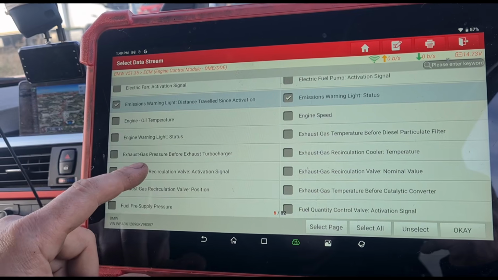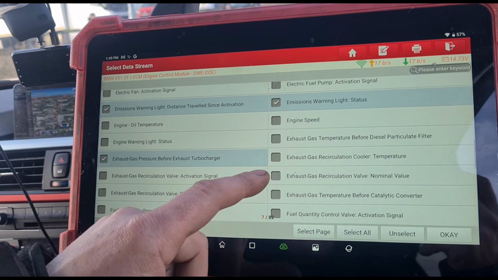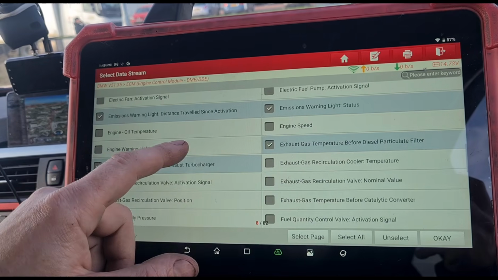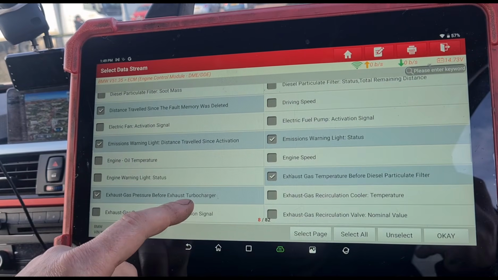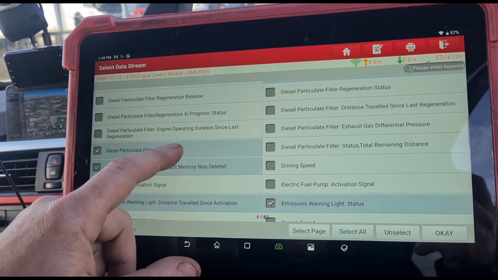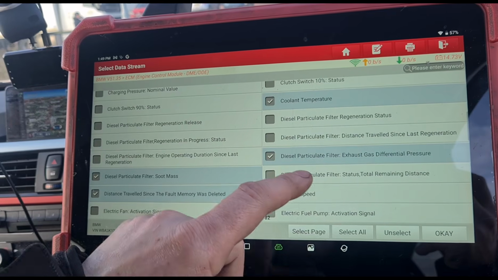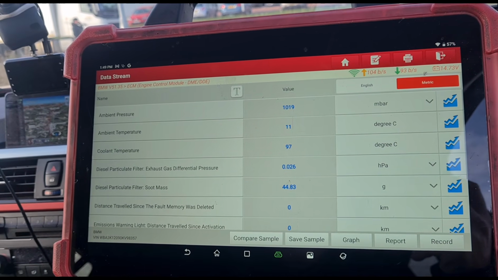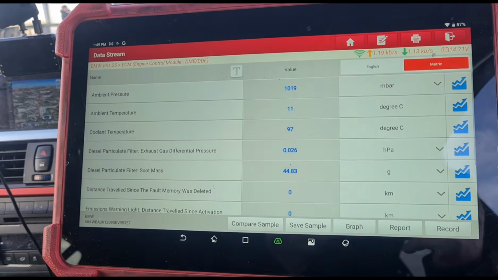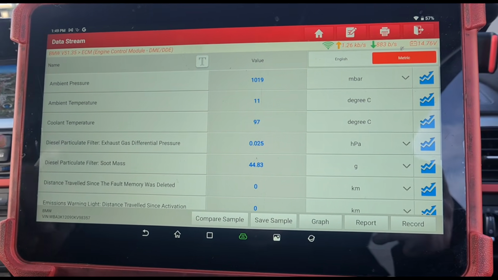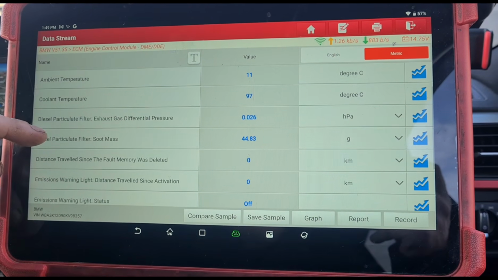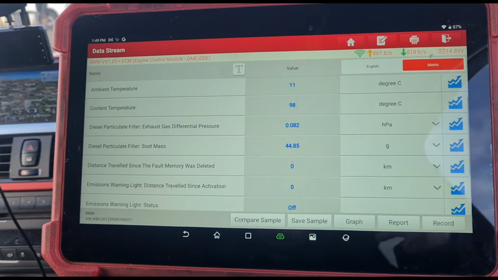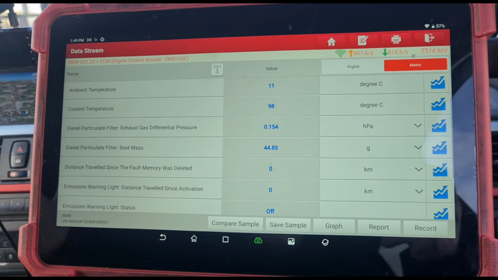Exhaust gas pressure before the turbocharger. Exhaust gas temperature before the DPF. Diesel soot mass. Differential pressure. Let's try it from here, see if it looks any different. Yeah, that's totally different, so I'm not sure what was going on there. Okay, ambient pressure 1019. 44 grams of soot. Let's accelerate that up. Yeah, so if we hold the revs up now, that looks like it's behaving as it should.